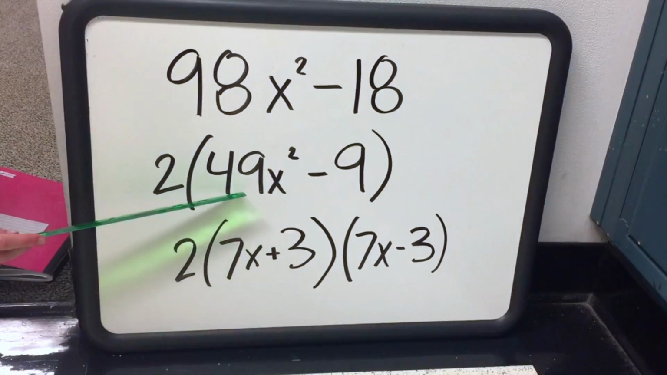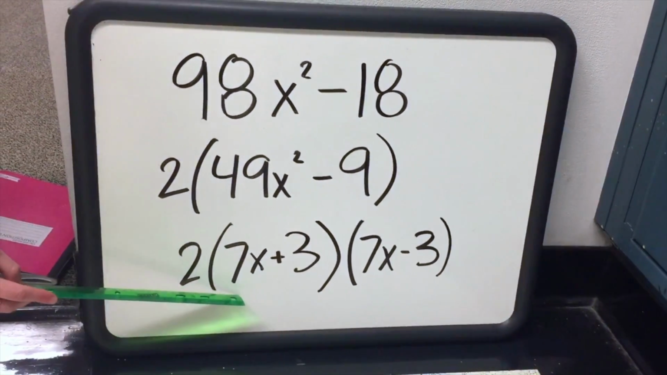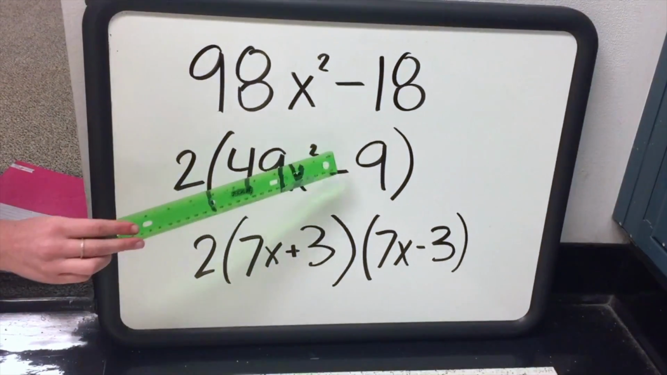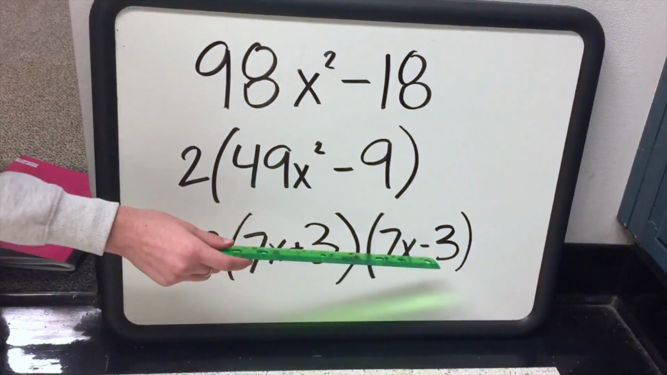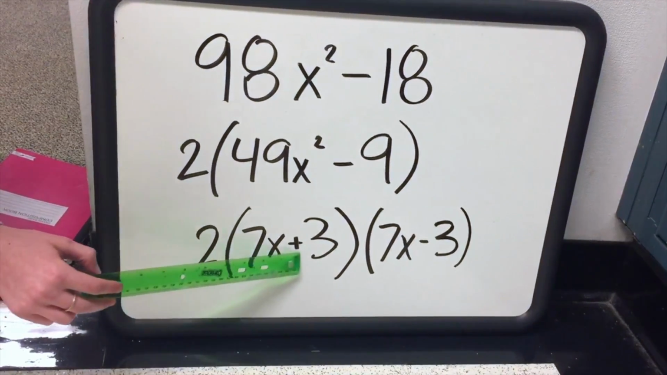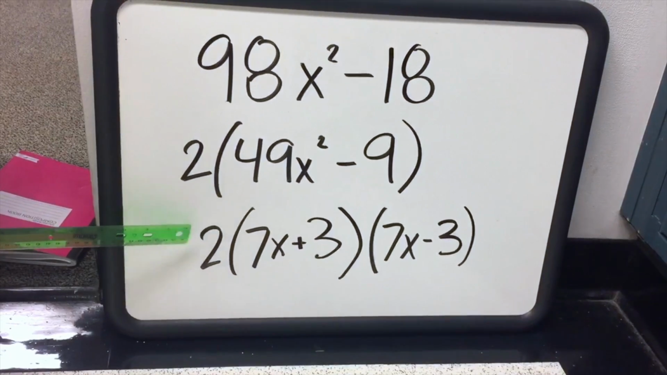And since 7 times 7 is 49, which is a perfect square, you'll get 7x in both of the equations. And then 3 times 3 is a perfect square, but since it's negative, one of the signs has to be a negative, so you'll have 7x plus 3 and then 7x minus 3, and all multiplied by 2 to get the GCF.